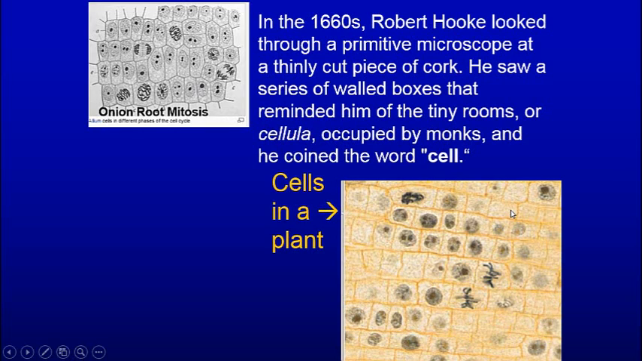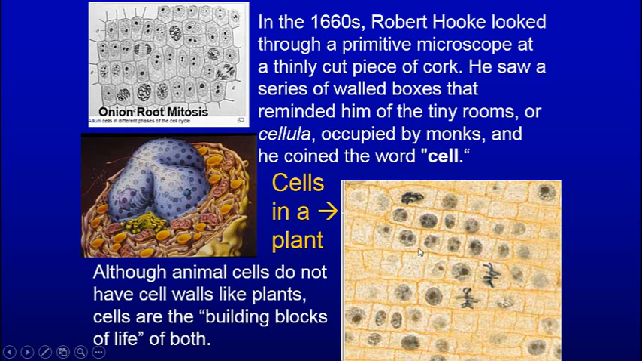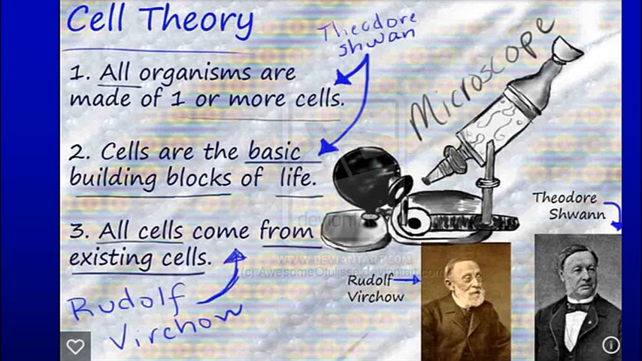And so here we can see cells in plants in a cork. You see the little boxes that the cells are in, more boxes. There's a nucleus, nucleolus, and the cytoplasm, and actually we're seeing the cell wall. Although animals don't have cell walls, they are composed of cells. So the cells are the building blocks of life for both plants and animals.